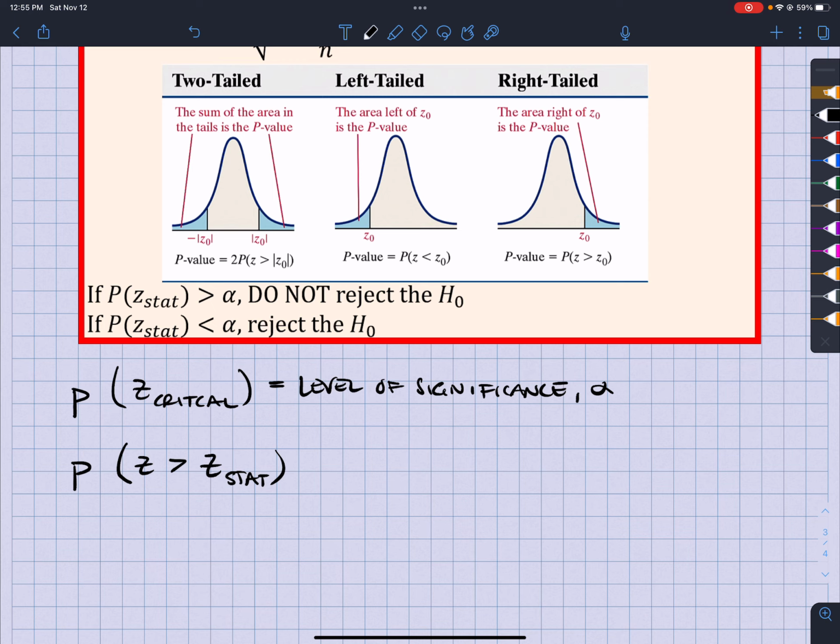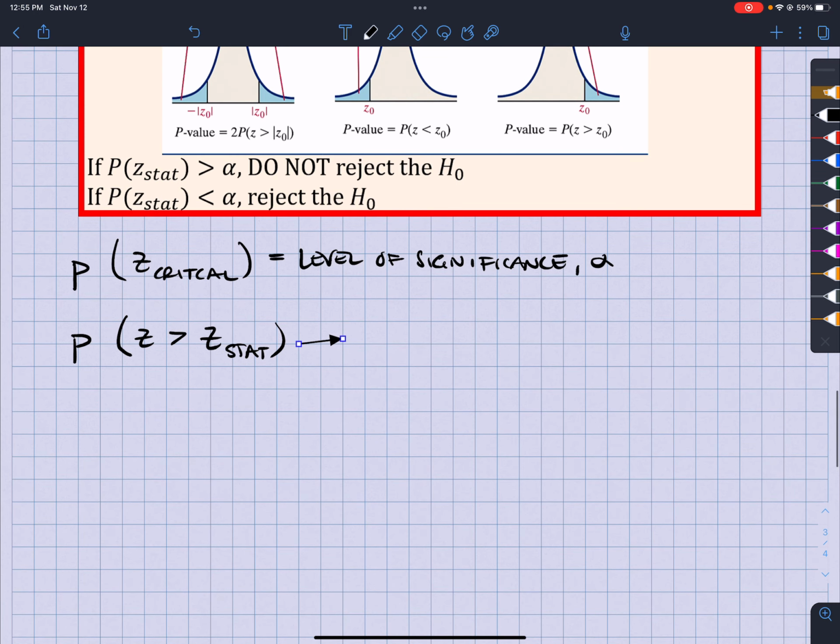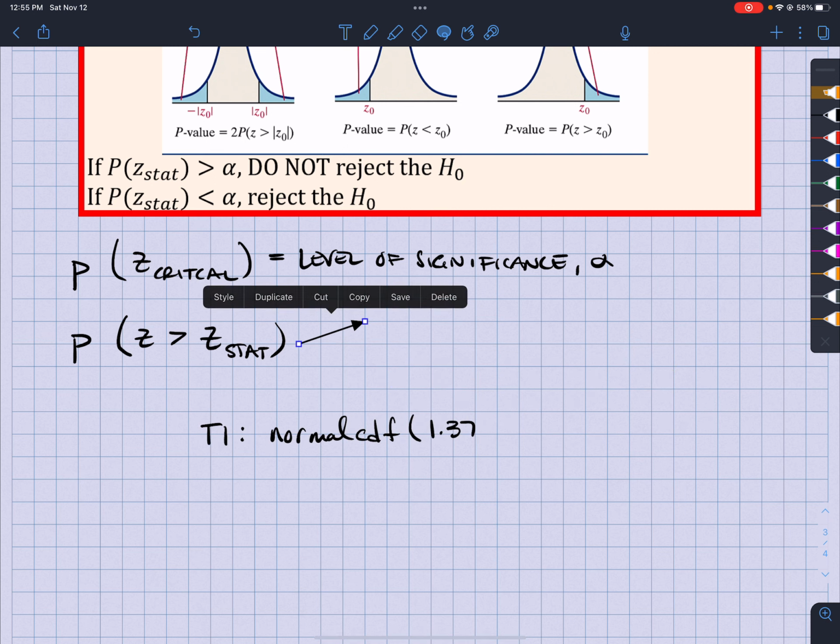Meaning the right tail, right? So in order to do that, I will have to do the normal CDF of the 1.37, right? Because that's a z-stat. That's the minimum. Actually, you know what I should do? I should put this down here. That would make more sense.